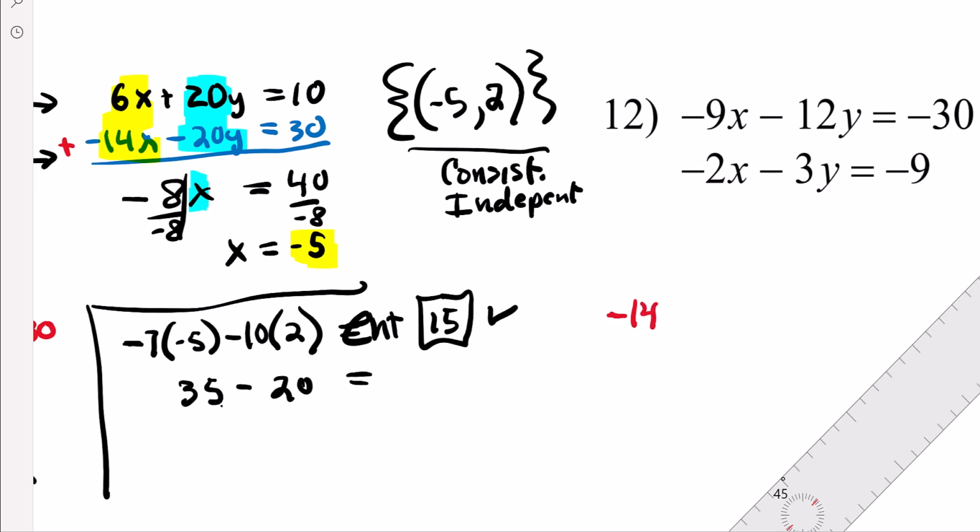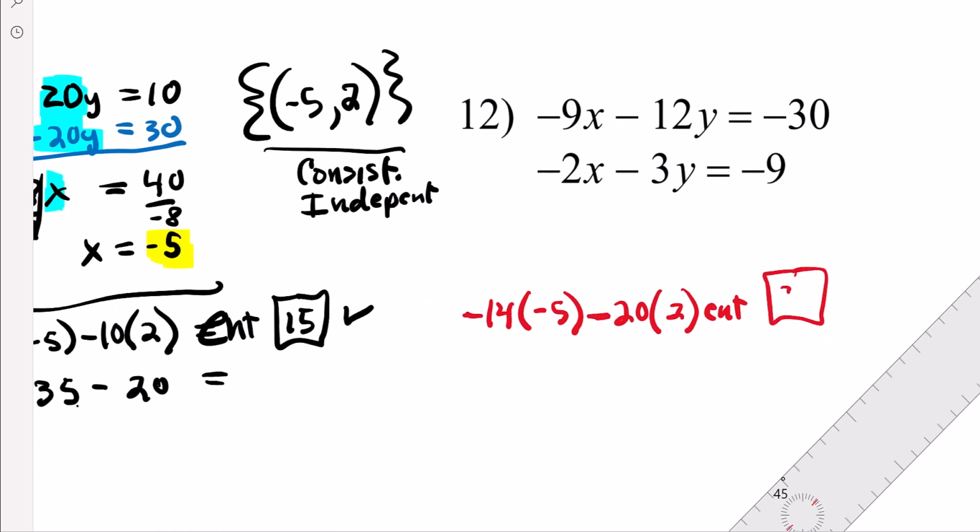So -14 times -5. It's just on your calculator. So you're going to type -14 parentheses -5 parentheses subtract 20 parentheses 2 parentheses enter. And when you do that, your calculator should show 30. Or just do this in your head. -14 times -5 is 70. -20 times 2 is -40. And 70 subtract 40 is 30. So we solved it okay. All right, this is the review.